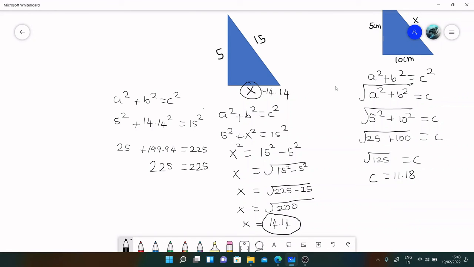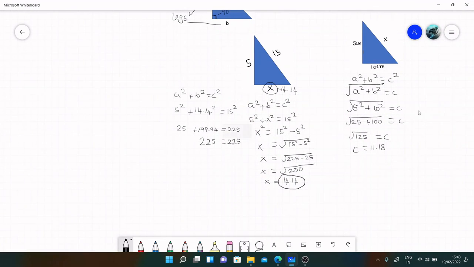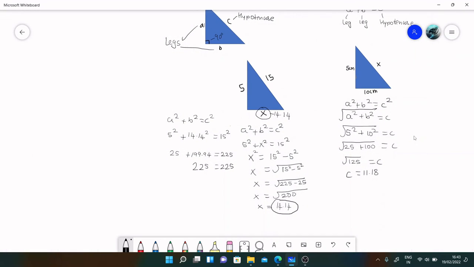We will be using this Pythagoras theorem in some of the upcoming videos, which is the reason I created this video. This is all for this video.